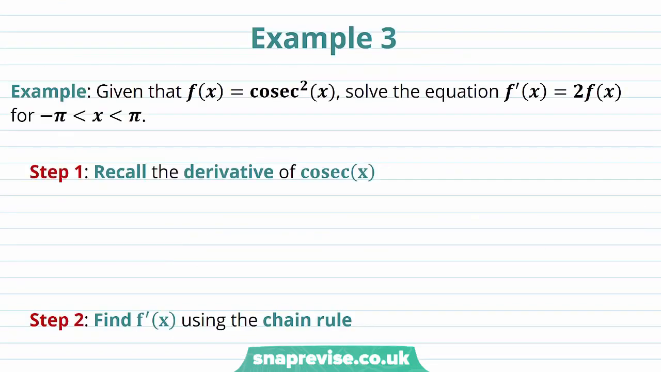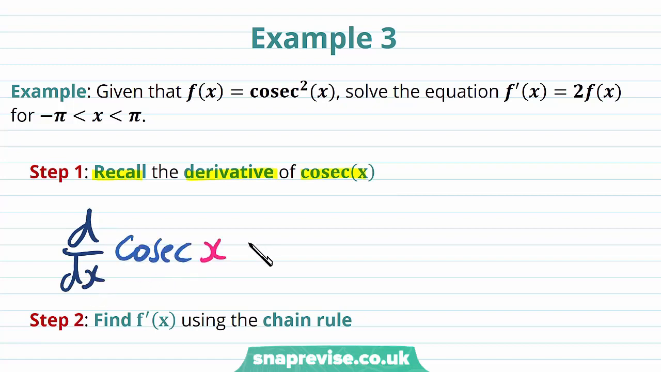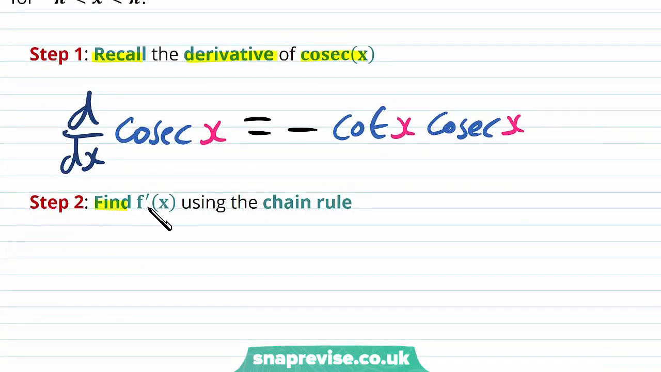Our third example says that given that f of x is cosec squared of x, we're asked to solve the equation f prime of x equals 2f of x for minus pi strictly less than x strictly less than pi. Our first step is to recall the derivative of cosec of x. We have that when we differentiate the cosec of x, we get minus cot of x multiplied by cosec of x. Our second step is to find f prime of x using the chain rule.